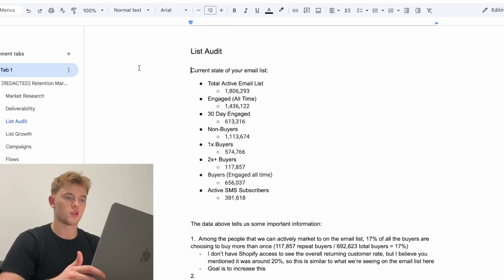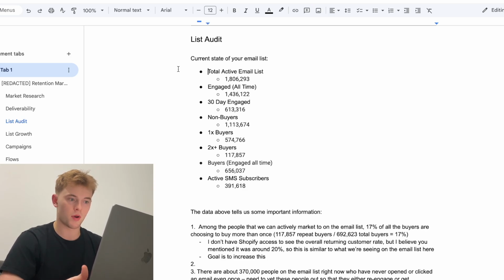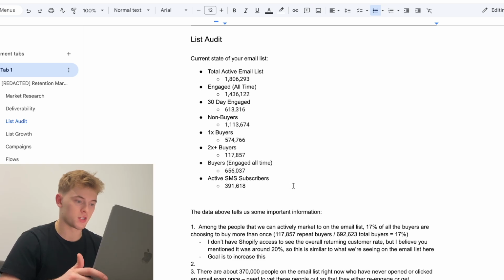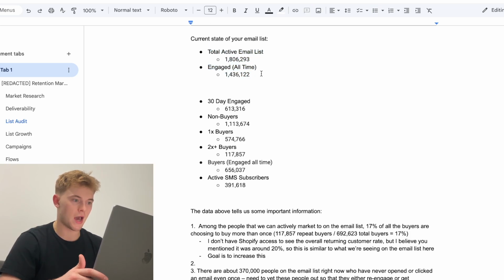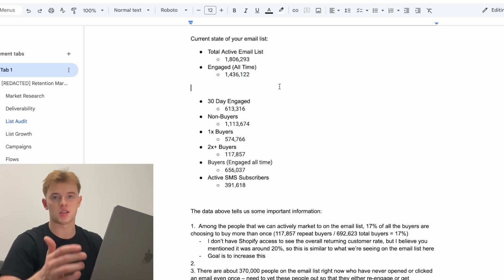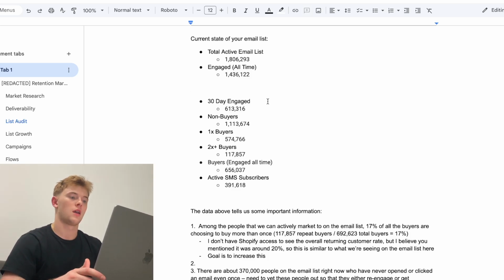All right, now moving on to the list audit. This is a really important piece of every audit that we do, but essentially we want to break down the whole state of their email list, to put that very simply. The first part of that is total active email list, and then we've got engaged all time. Right here you can see that there's a gap of about 370,000 people that are on their list but have never opened or clicked an email even one time. Those are probably 370,000 people that we're paying for in Klaviyo that just aren't even being used.